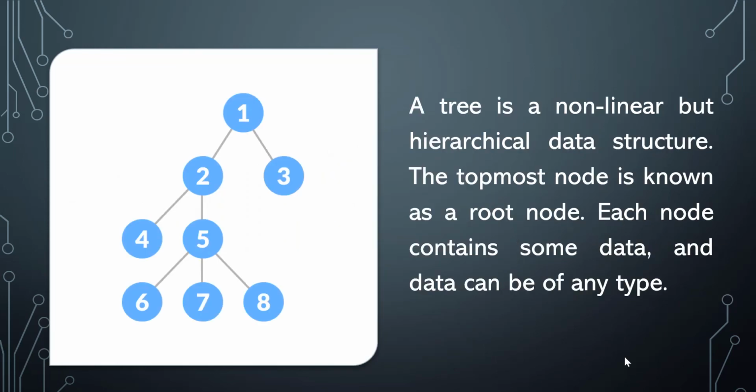We have also trees, which are very useful and are applied in, for example, machine learning. You can apply binary trees in a lot of examples using classes and object-oriented programming. A tree is a nonlinear but hierarchical data structure. The topmost node is known as a root node. Each node contains some data, and data can be of any type.